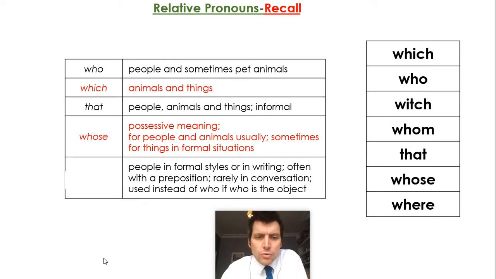Whose, okay, it's the possessive, so whose is normally referring to when something belongs to somebody else, and whom is used after a preposition. We don't normally see that in writing, but that's the more formal side of writing. So those are our 5 relative pronouns.